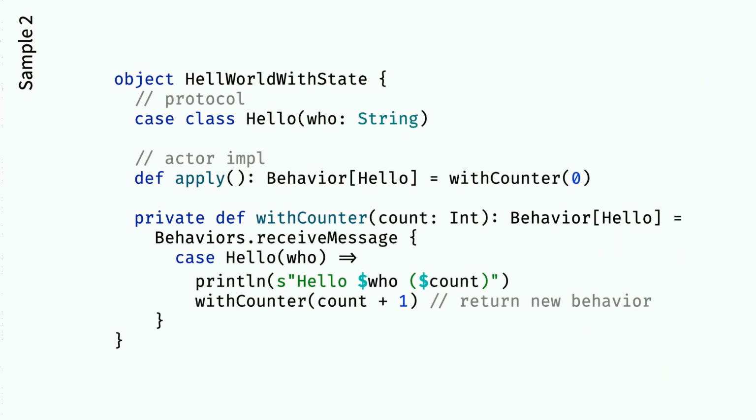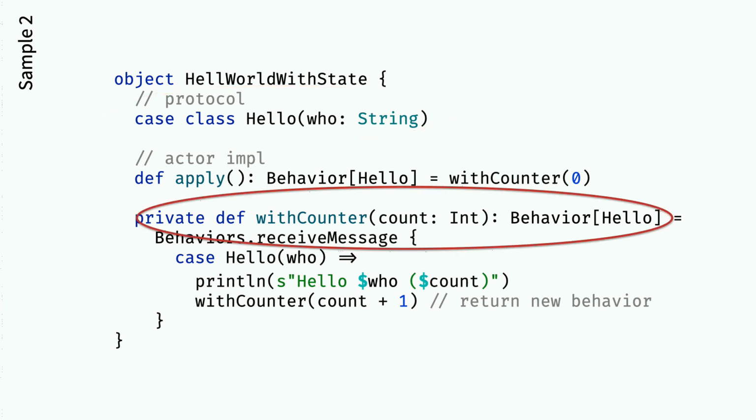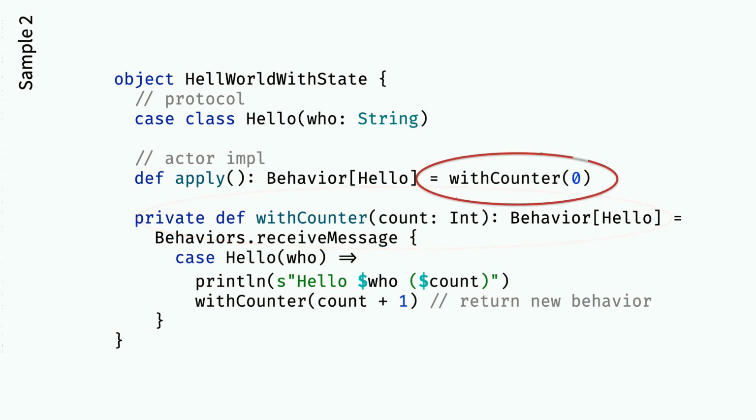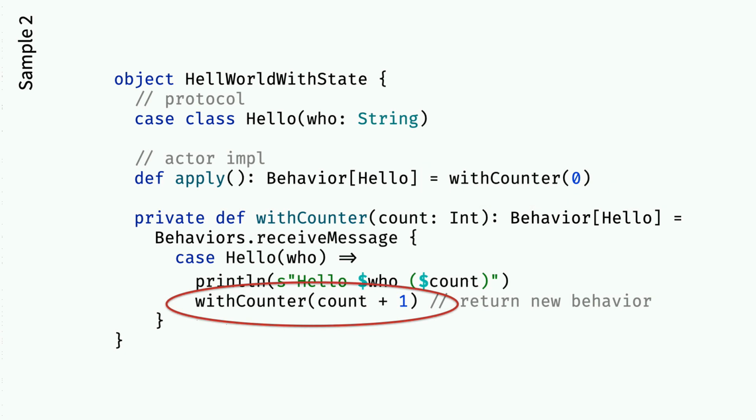Add some state. We have the same protocol, but instead of making a static behavior, we make a method that captures some form of state and returns a behavior. In this case, we keep a counter. The first time when we create this actor, when we start it, we call this with counter 0 to return a behavior where the count is 0. And then for every message we receive, instead of returning same like we did before, we return a new behavior where we have increased the count by 1.